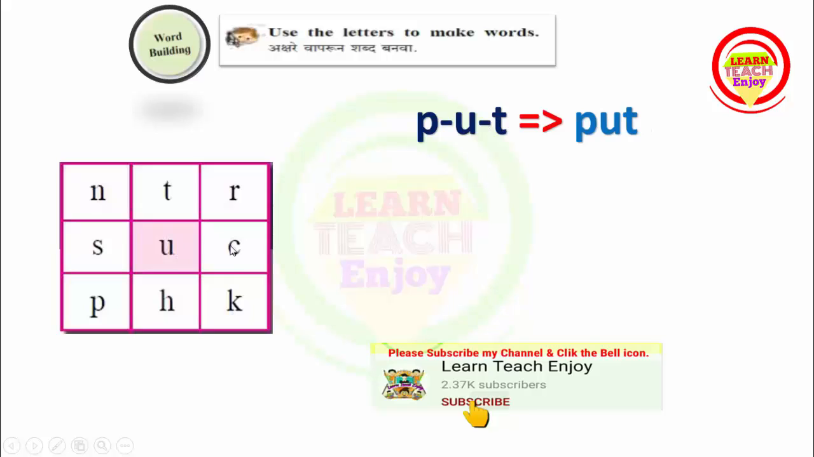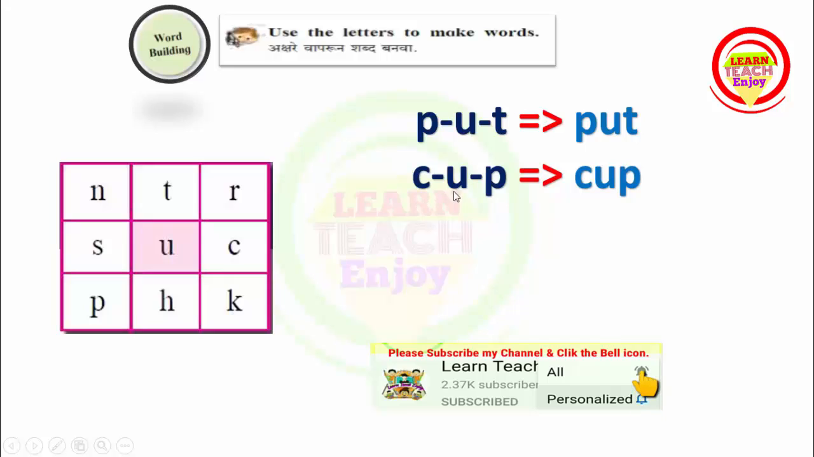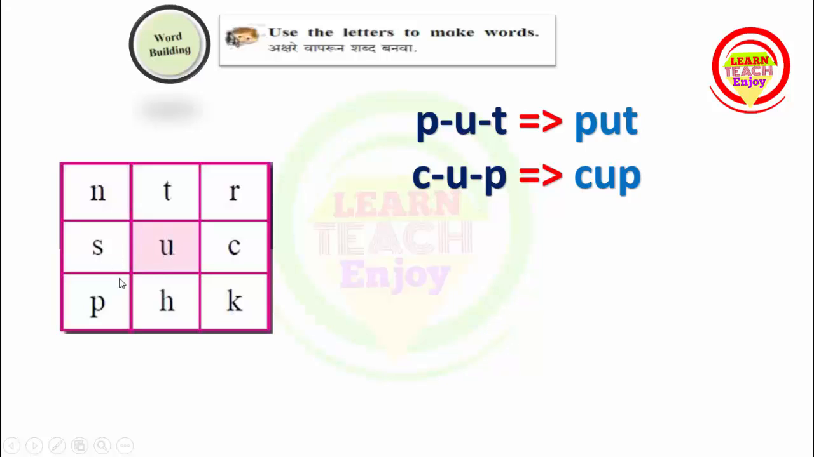Let's see another chart. We see in center U. U is vowel and all other consonants. Try to make meaningful words. Let's try. P-U-T, put. Now try another word. C-U-P, cup. So we can write here C-U-P, cup. Then next P-U-S-H, push. So we can write here push. Push means ढकलणे.